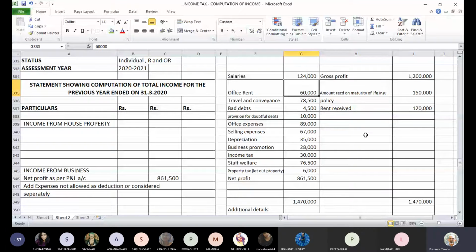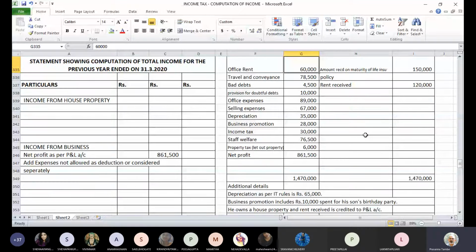Same is the case with office rent. It is debited to profit and loss account. There is no additional information to suggest that some portion of that will be disallowed. So office rent is also fully allowed. Travel expenses is again a common expenditure incurred for business, and there is no additional information to disallow that. We will consider it as allowable expenditure. No adjustment is called for.